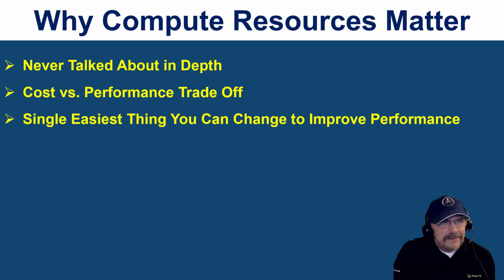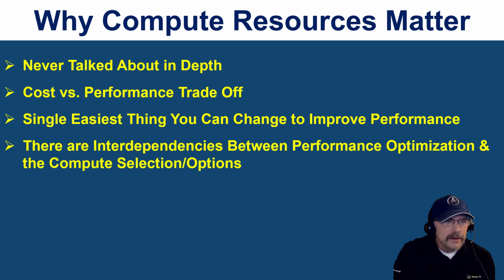And I want to emphasize, this is the single easiest thing you can do to improve your performance. If you've got the wrong sizing, the wrong resources being allocated to your workloads, then anything else is probably not the best way to go. So get this right. I also want to emphasize that there are interdependencies between performance optimization and the compute selection resources and options and how they interact.